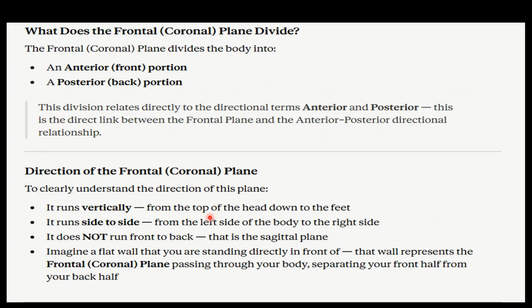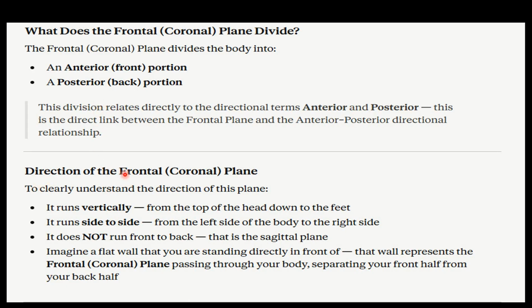Now we'll move to the next part of the section, where we will talk about what the frontal and coronal plane divide, like how it divides the body. Basically it divides the body into two portions, an anterior portion, that is the front portion, and a posterior portion, that is the back portion. This division relates directly to the directional terms anterior and posterior. This is the direct link between the frontal plane and the anterior-posterior directional relationship.